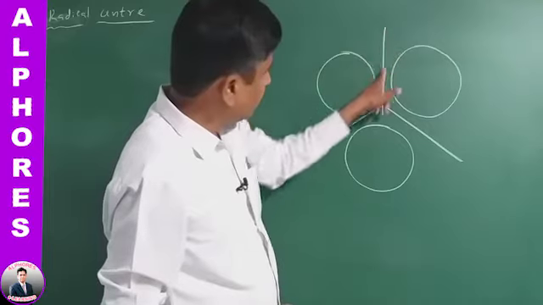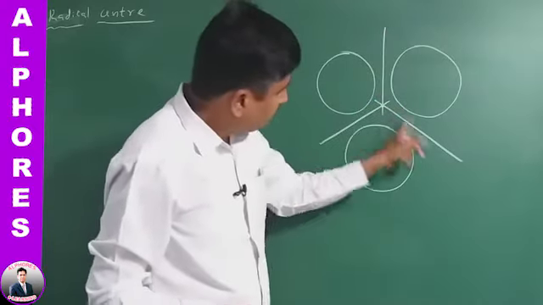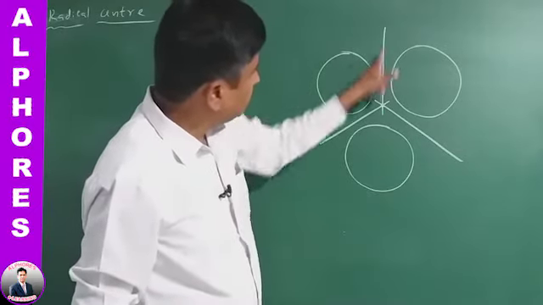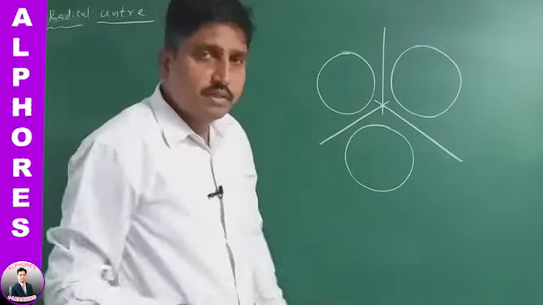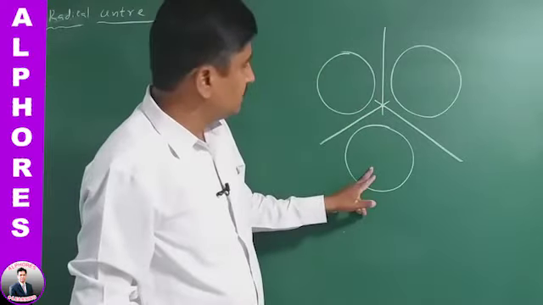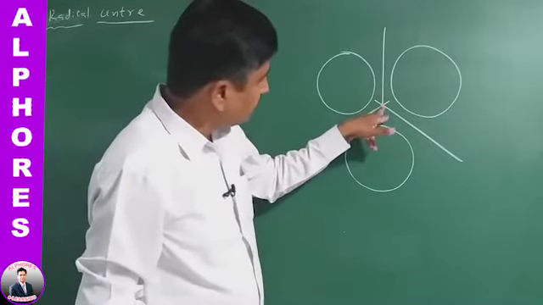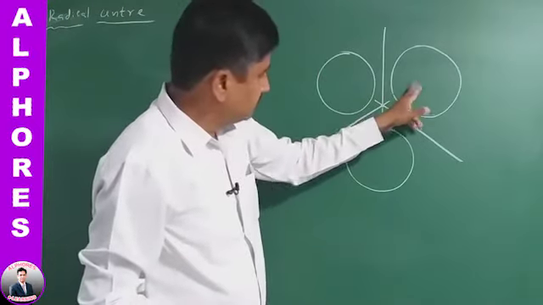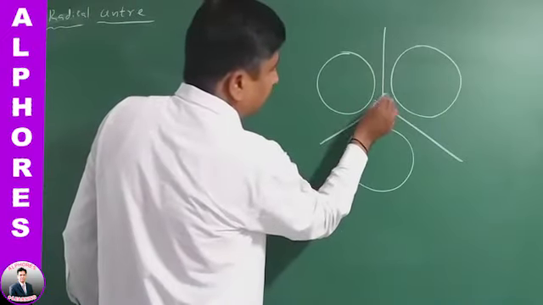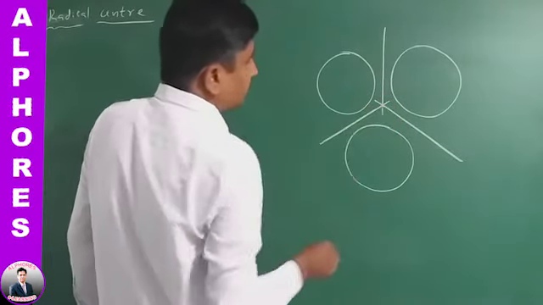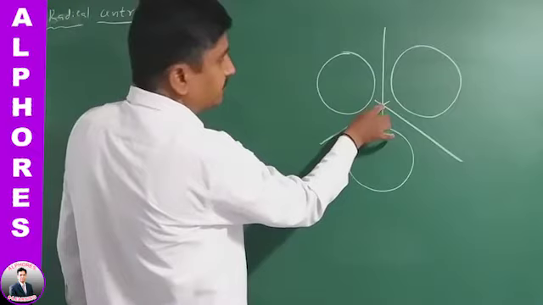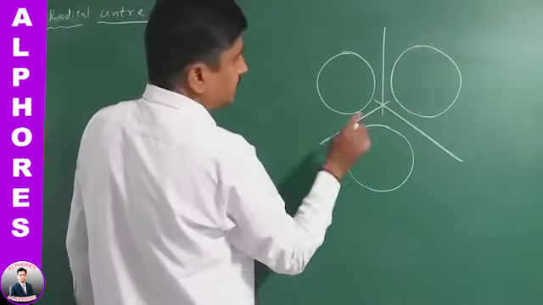Here this line is the radical axis of these two circles. The point of intersection of the radical axes is called the radical center of the three circles. In this diagram, this point is the radical center of these three circles. The lengths of the tangents from the radical center to the three circles are equal.